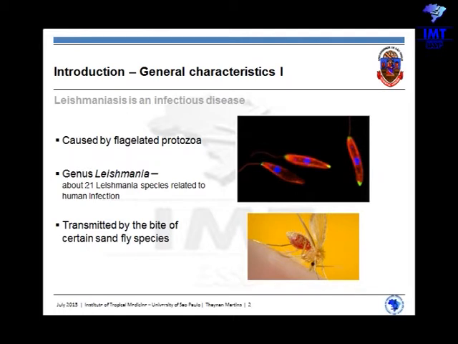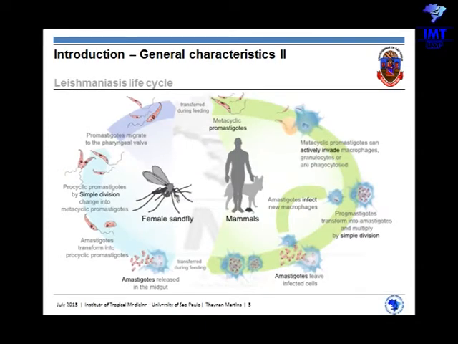Leishmaniasis is an infectious disease caused by the flagellate protozoa, as Dr. Paulo Cotrim showed before, genus Leishmania, and there are more than 20 Leishmania species related to human infection. The transmission is by the bite of certain sandfly species. The sandfly is very small, one third of the size of a regular mosquito, and it makes no sound when flying. It's really hard to see, and really hard to feel the bite.